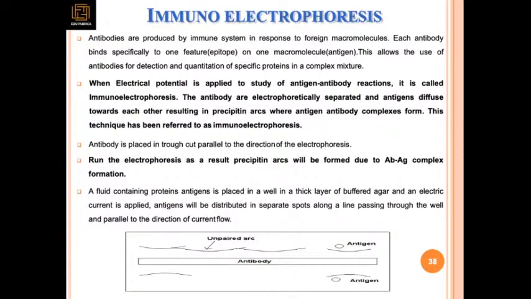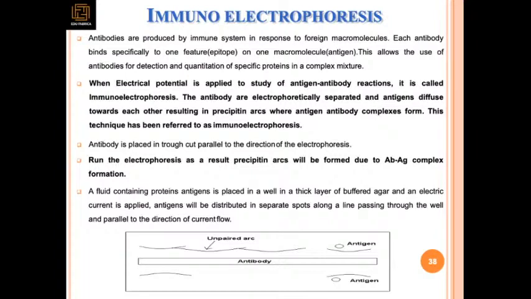Then immunoelectrophoresis, a method of separating antigen and antibody based on their interaction with each other through complex formation. Antibodies are produced in the immune system to respond to foreign macromolecules, and each antibody specifically binds to one specific macromolecule, that is the antigen. So this allows you to detect and quantify components in a complex mixture.